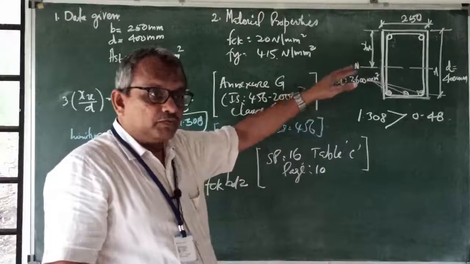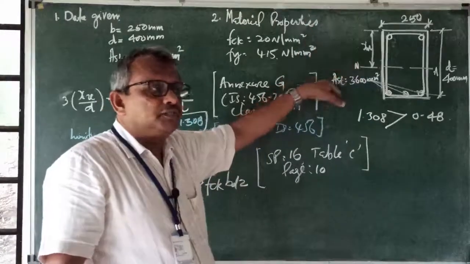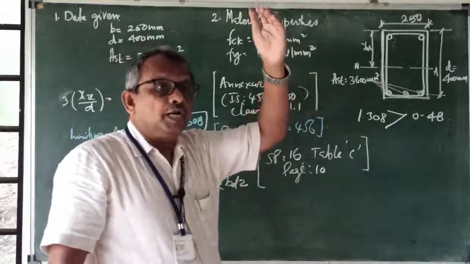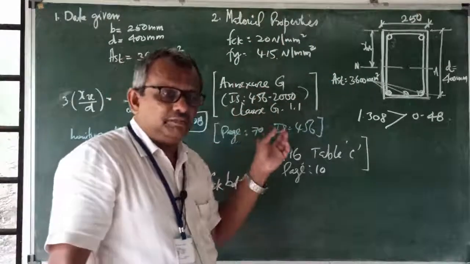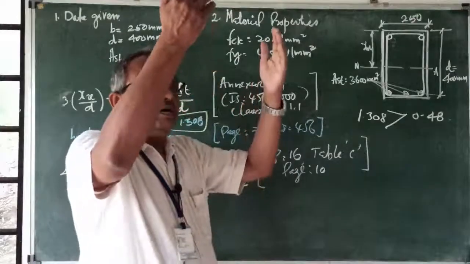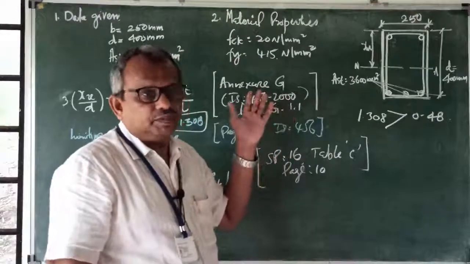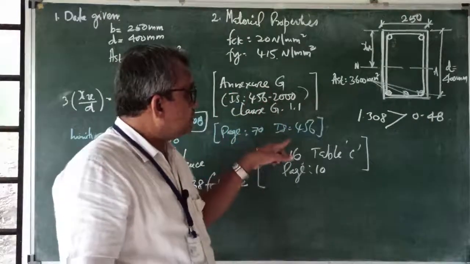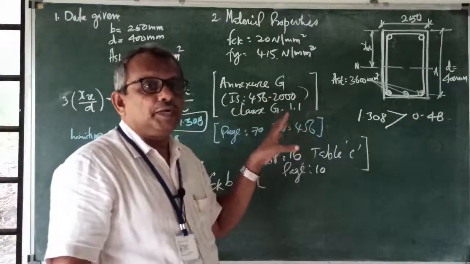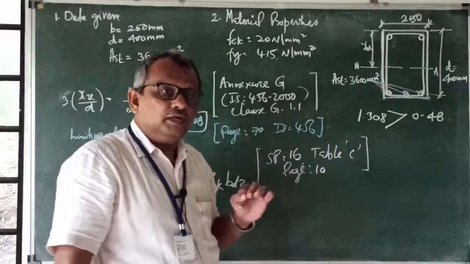So usually we prefer under-reinforced only, because when we design an under-reinforced section, we will get a warning before failure. Any RCC member, before failure, will give a warning by the concrete falling from the steel reinforcement. Whereas if it is designed as an over-reinforced beam, there will not be any warning. It will fall down very fast. It will fail very fast.